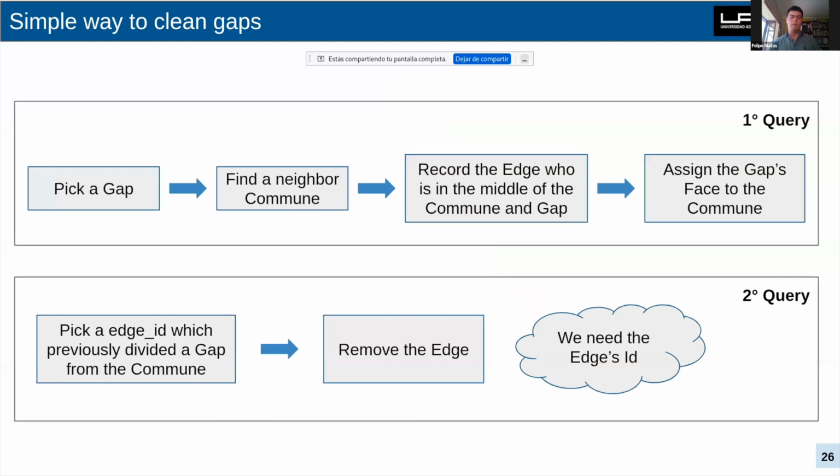To do this, we need to perform two queries. In the first one, we pick a gap, find the neighbor commune we want to assign, record which edge is in the middle between them, and assign the gap to the commune. We need to wait for the transaction to finish, for the gap to be already assigned, and then just pick all the edges we already recorded and remove them from the topology. Now PostGIS will allow it.